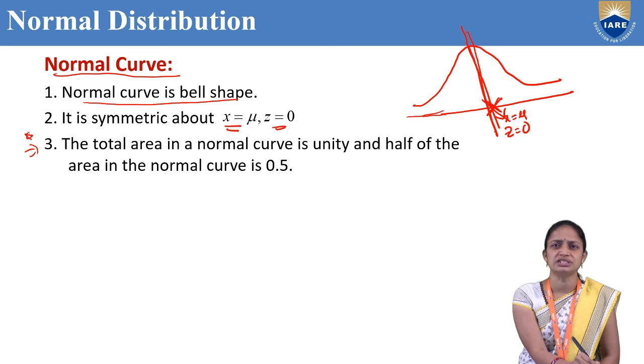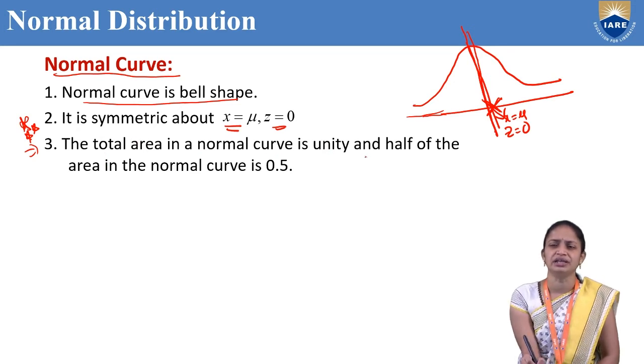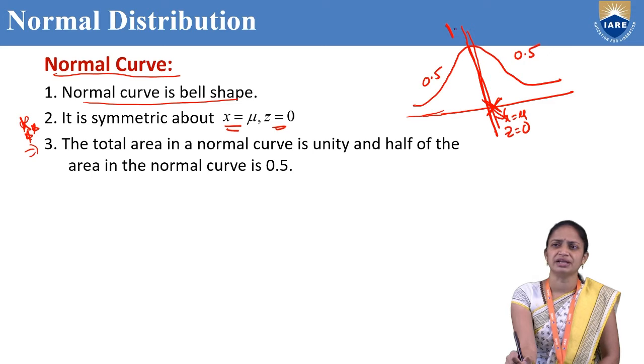The third point, the most important point, is that the total area in the normal curve is unity, and half of the area in the normal curve is 0.5. That means this is 0.5 and this is 0.5, and the total area is unity. That means 1.